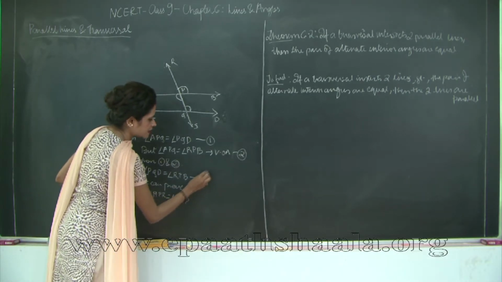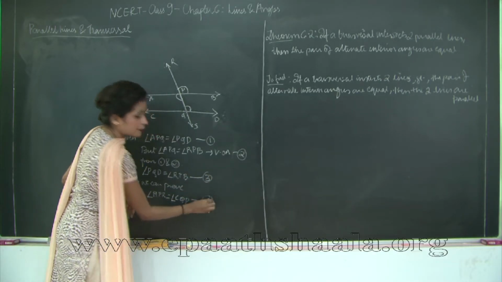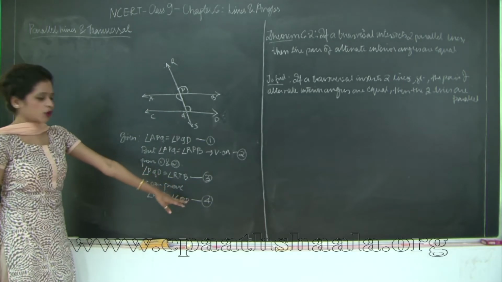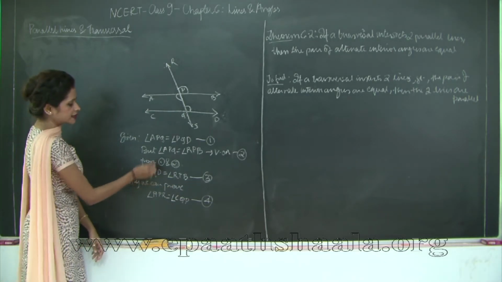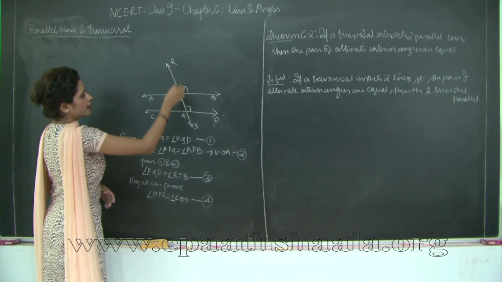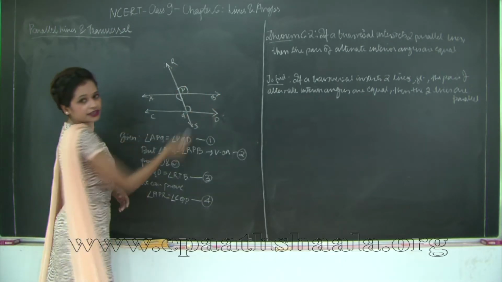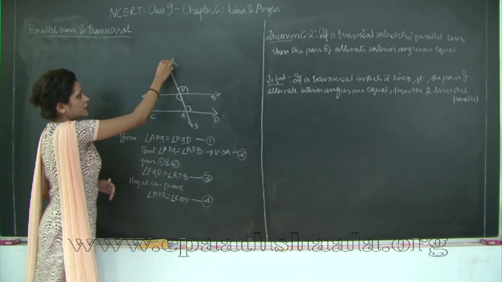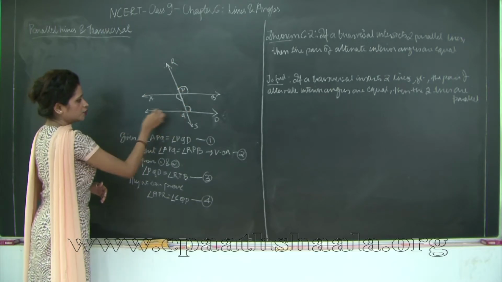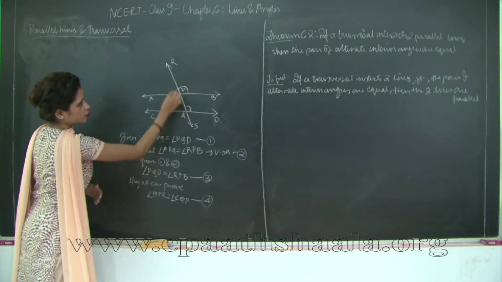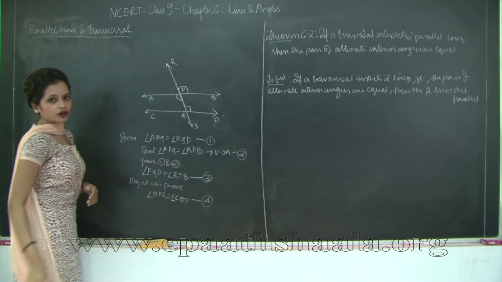I'll mark this as 3 and 4. But 3 and 4 are a pair of corresponding angles. See, PQD and RPB. You have PQD and RPB. They are a pair of corresponding angles. Similarly, RPA is equal to angle PQC. CQP and APR are a pair of corresponding angles.